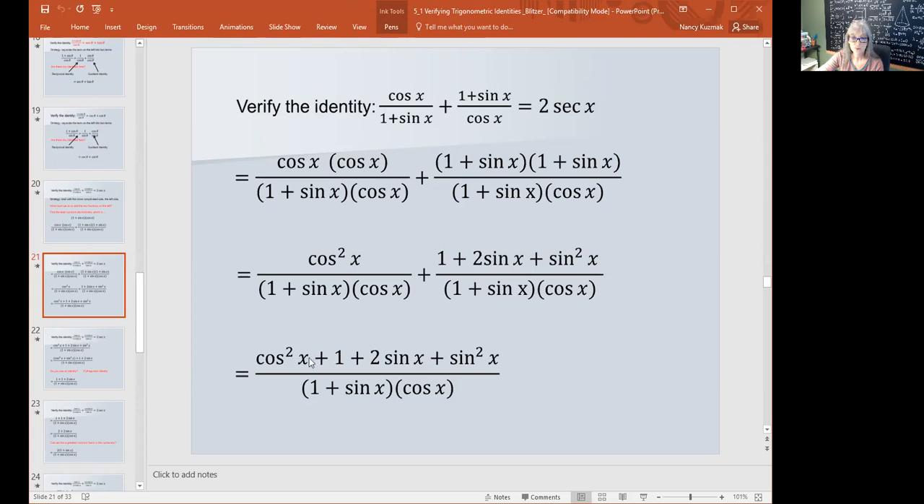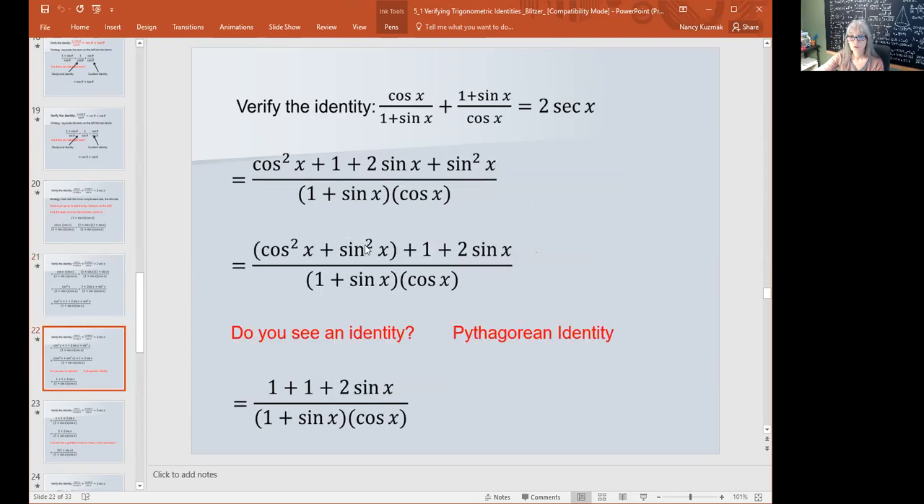When I put it all on one line, let me see what I can add. Well, isn't that interesting? I have 1 plus 2 sine x, similar terms, and I have a cosine squared x and a sine squared x. So that's looking really good to combine. If I take my cosine squared x and my sine squared x, I get 1. And I'm left with 1 plus 2 sine x.